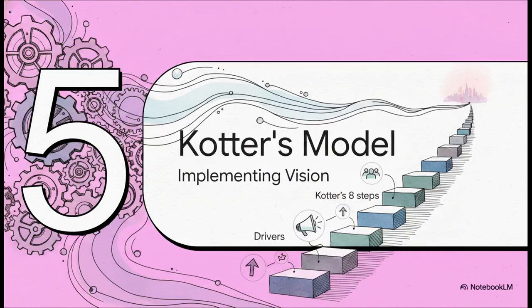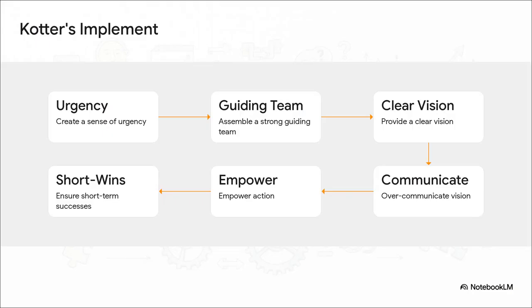Let's look at Section 5, Drivers and Cotter's Model, and Implementing the Vision. So while Lewin focuses heavily on the psychological stages, John Cotter comes in and provides the direct management techniques to actually execute the change. Honestly, this model is practically a checklist for your exam. Step 1, create a massive sense of urgency. People need to know exactly why we have to change right now. Then you assemble a strong guiding team. You provide a crystal clear vision, you over-communicate that vision, you empower your employees to take action, and finally, you ensure short-term successes. And hey, notice how Cotter's focus on short-term successes perfectly mirrors Jellison's advice to front-load rewards. It is all about building that early momentum.